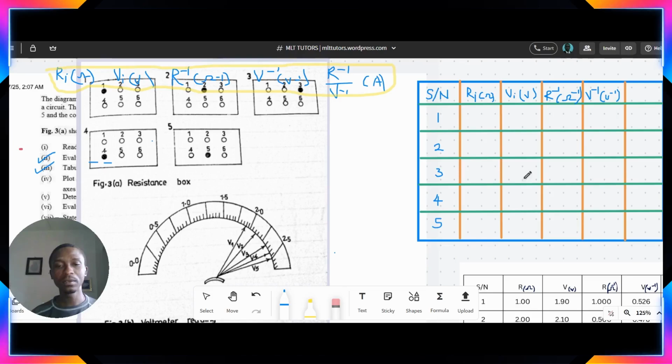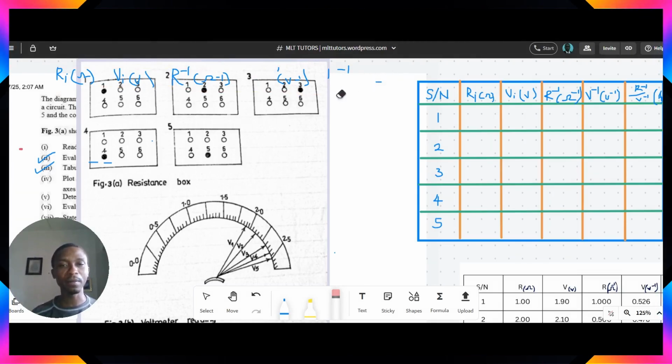And finally, we have the ratio of the R inverse to the V inverse. And I've said earlier, that will be in ampere. So make sure that in the exam, you put the correct title and the correct unit. So the first task is to get our R. And according to instruction, we are supposed to get our R on figure 3A.